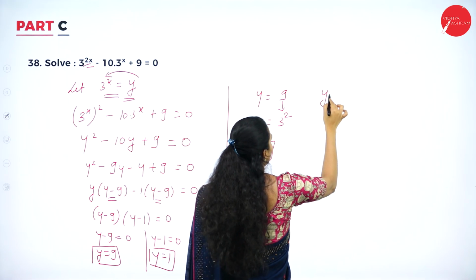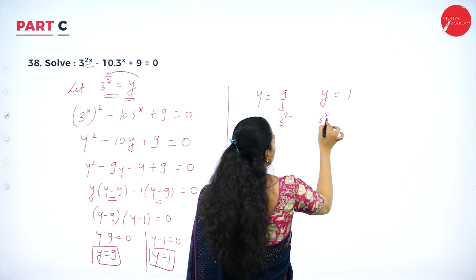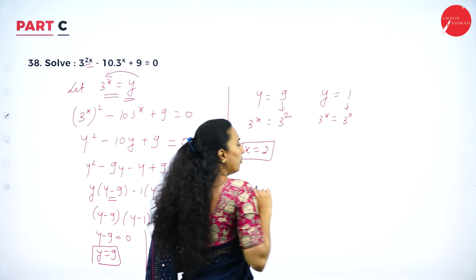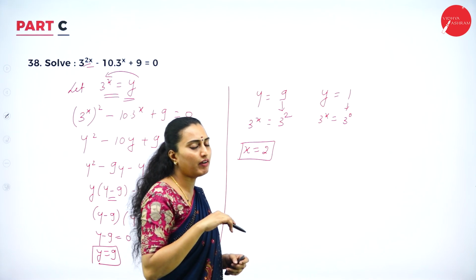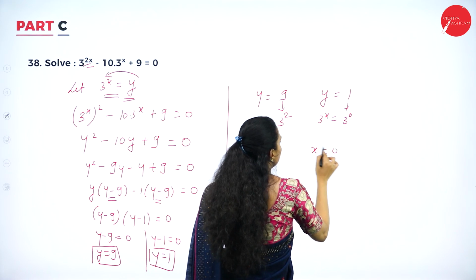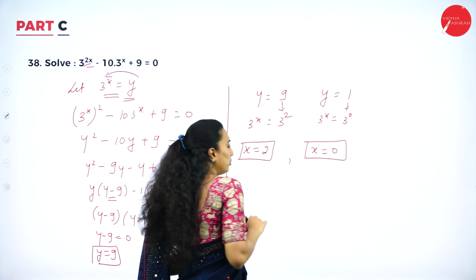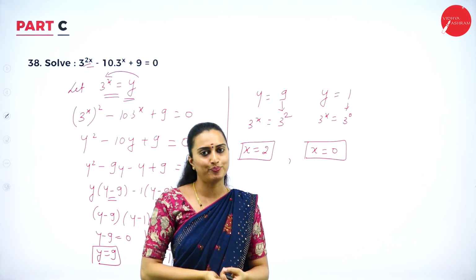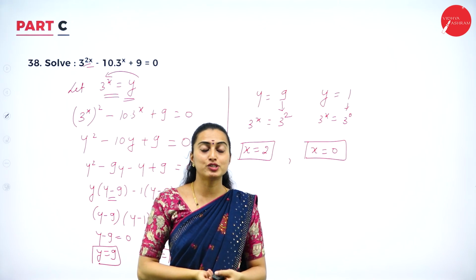Similarly, y is equal to 1, that is 3 power x is equal to 1. I can write it as 3 power 0, because I want to equate the base so that I can get the value of x there. So x is equal to what? x is equal to 0. So therefore, there are two values of x, which is x equal to 0 and x equal to 2. I hope you understood this one.